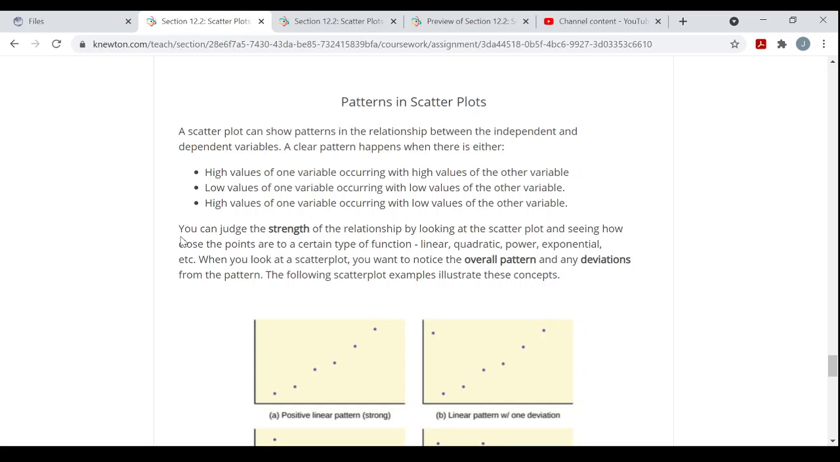Right. So you can judge the strength of the relationship by looking at the scatter plot and seeing how close the points are to a certain type of function. Do the points look close to a linear function, a line? Do they look close to forming a parabola, a quadratic, or some cubic function, quartic, some power function, or an exponential? Does it look like an exponential curve, etc.? When you look at a scatter plot, you want to notice the overall pattern and any deviations from the pattern. Right? Deviations are just a little bit off, little errors.